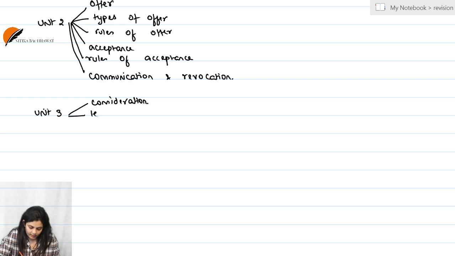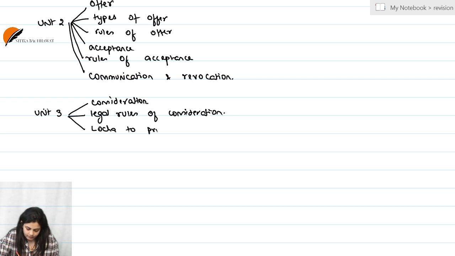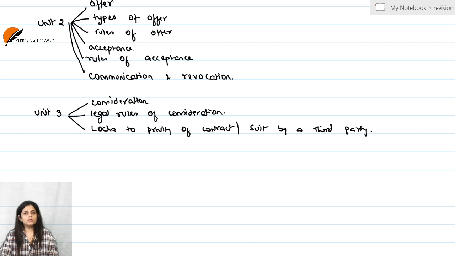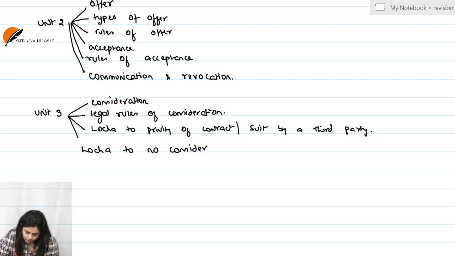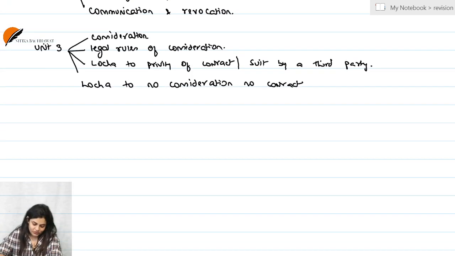Then we had moved on to Unit 3, where we had done the definition of consideration. Then we had done the legal rules of consideration. Then we had done the exception to privity of contract or suit by a third party, where we had almost 7 exceptions here. Then we had done the exception to no consideration, no contract, where again we had, I'm so sorry, 7 different exceptions.